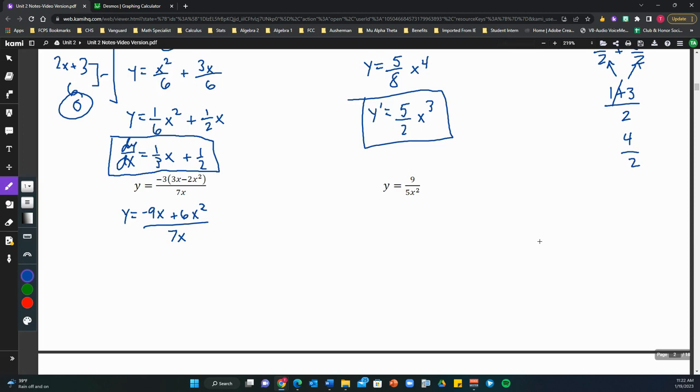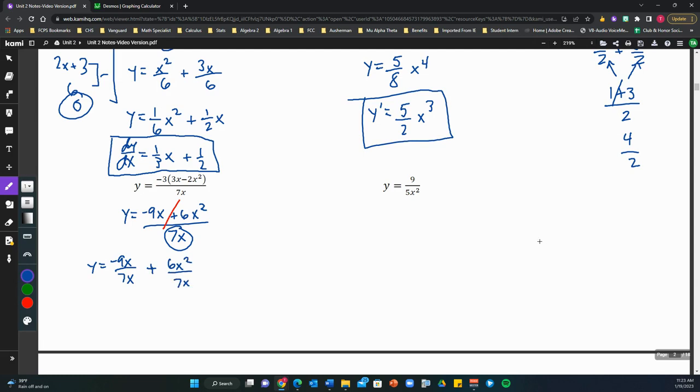But this is a case where you could do product rule, but we can avoid it by splitting the fractions and reducing. And the only thing that lets us do that is the fact that the denominator is one single term. If this was a +1, then we wouldn't be able to do that, and we'd have to do the quotient rule like the first example. But in this case, we can separate this. Again, we just separate the terms out. Each one gets its own fraction. So we'd have -9x over 7x plus 6x squared over 7x.